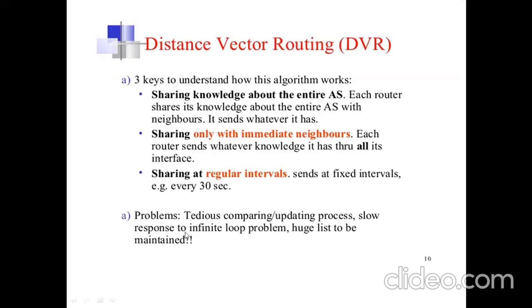One of the problems we face here is the tedious comparing and updating process, slow response to the infinite loop problem, and a huge list to be maintained, because every time it has to keep updating. When A sends, it has to share with the neighboring nodes. Similarly, node B has to send its table to the neighboring nodes. Each has to go through the update process, and only then will it identify the least path, or the shortest path.